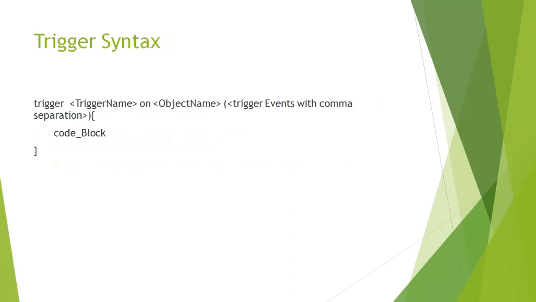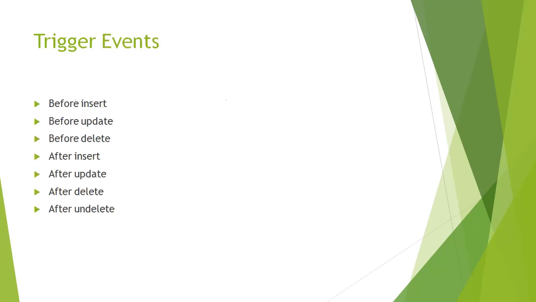Trigger is a keyword, followed by the trigger name. You can write any specific name you want, but it should be reasonable. On is a keyword, followed by the object name, the object on which you want to write the trigger. Then you specify the events with comma separation. Events are before insert, before update, before delete, after insert, and so on.